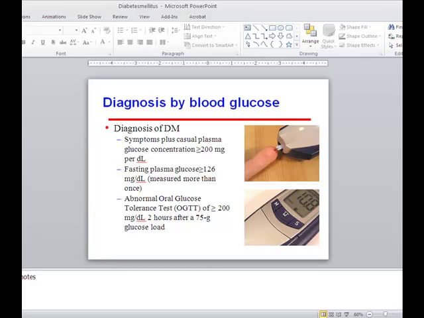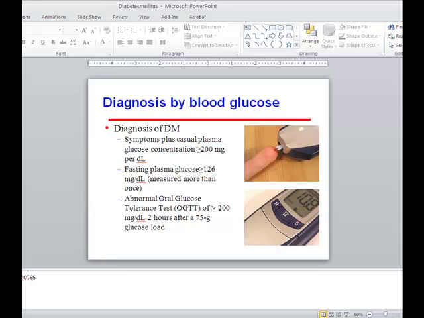Then there is the oral glucose tolerance test. You administer a known amount of glucose, 75 grams of glucose, which is consumed. It's more liquid, a nasty tasting fluid. And 2 hours after that, they actually test your blood glucose, and if it is greater than 200 milligrams per deciliter, then that's a sign that you may have diabetes.